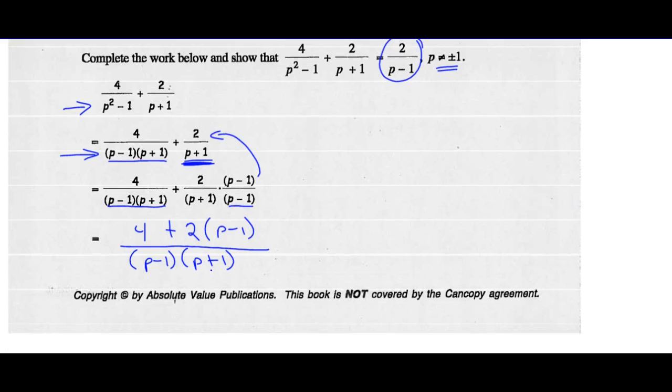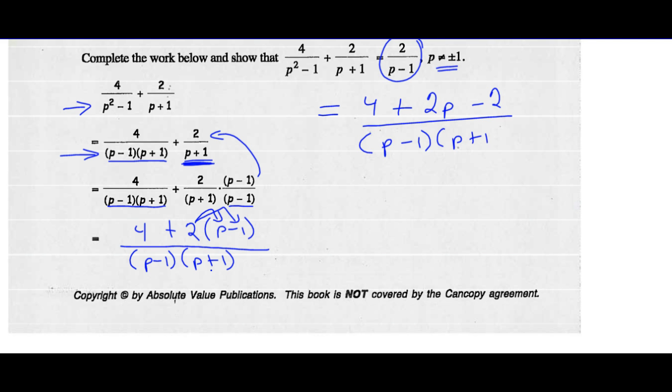So I'm going to expand that out in my numerator and collect like terms. So 4 add 2 times p is 2p, and 2 times negative 1 is a minus 2, all over my common denominator of p plus 1, p minus 1. And now I combine like terms in my numerator. 4 minus 2 is 2 plus 2p all over p minus 1, p plus 1. All right, so I'm done simplifying my numerator.